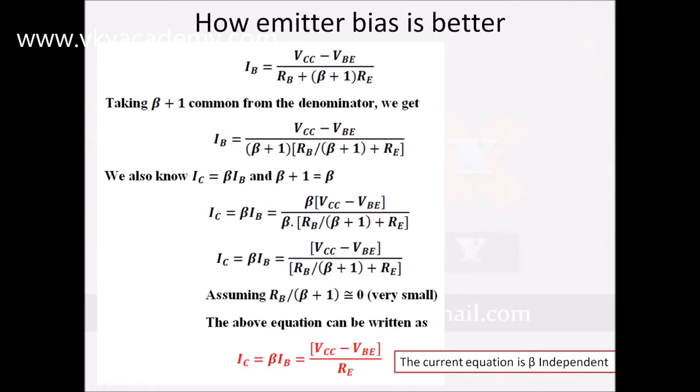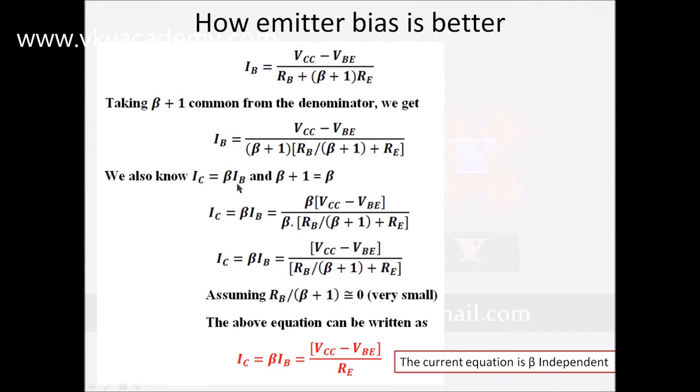Now let us see how emitter bias configuration is better than fixed bias configuration. In case of fixed bias configuration, we have seen one disadvantage, and that disadvantage is its stability, which is very poor. Now let us see how emitter bias configuration provides better stability as compared to the fixed bias configuration. Now we know the input loop current or IB current equation is (VCC minus VBE) by (RB plus (beta plus 1) RE). Now taking beta plus 1 common from the denominator, the equation will be IB is equal to (VCC minus VBE) divided by (beta plus 1) times (RB by (beta plus 1) plus RE).